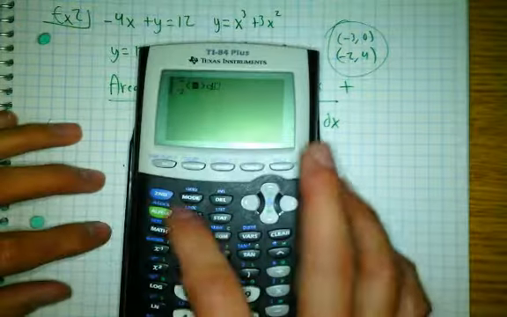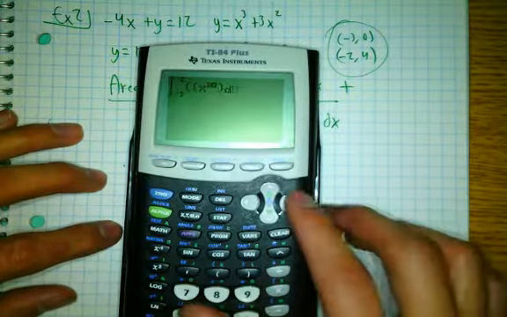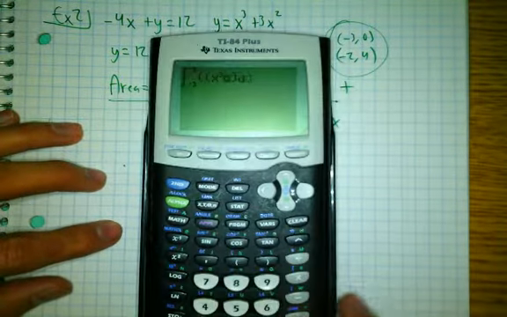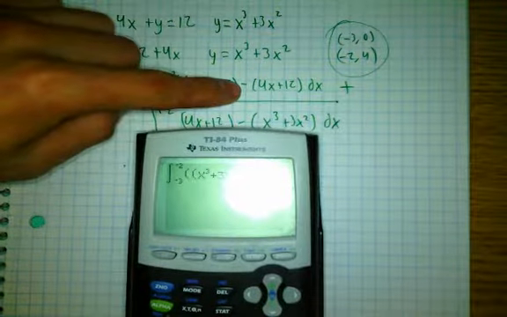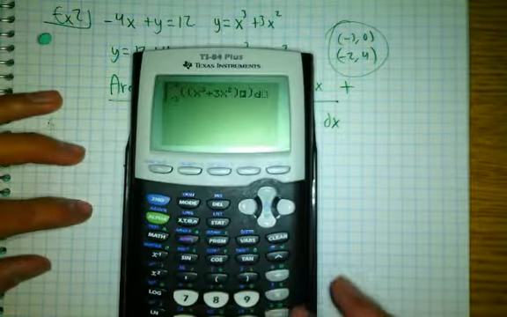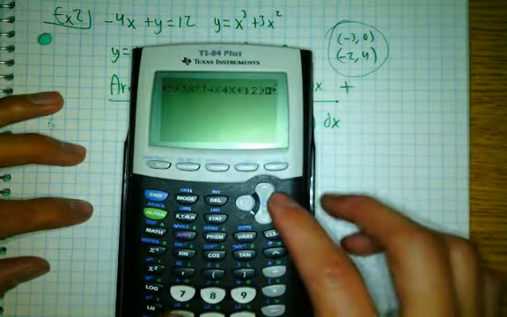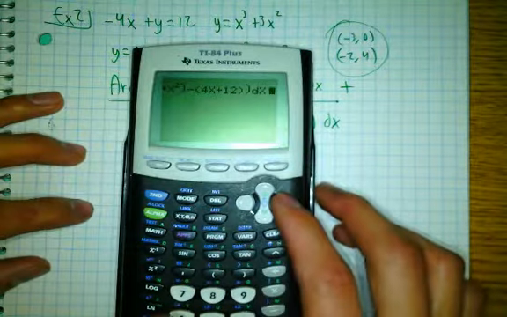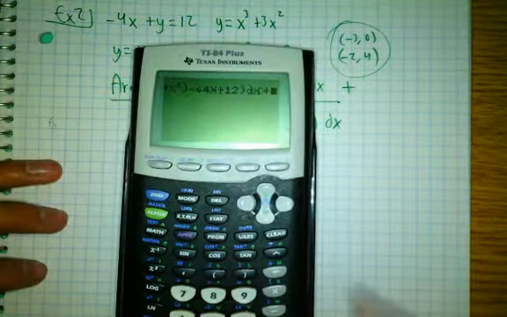Okay, make my life easier. So I'm going to say parentheses x to the third power plus 3x squared, close parentheses, minus 4x plus 12. So minus parentheses 4x plus 12, close the parentheses, and this is in terms of x. And you don't have to do them separately. You can put it together.